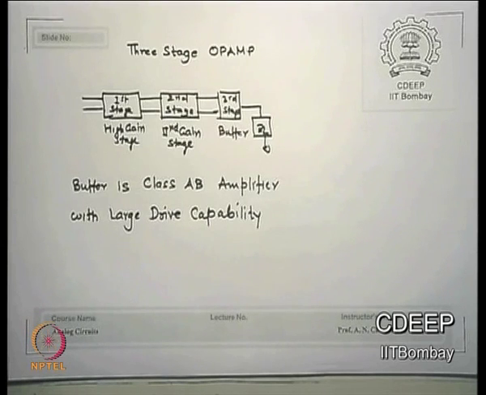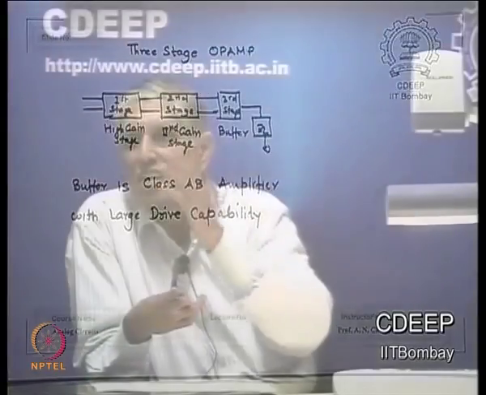If you want larger current, what will be the W by L of the transistors, larger or smaller? Larger W by L and larger current. Will that lead to a smaller output resistance of that transistor? R0 goes as 1 upon I, is that clear? So the larger the current, R0 becomes smaller. So all OPAMPs have very low output resistance because of the buffer stages we keep there.